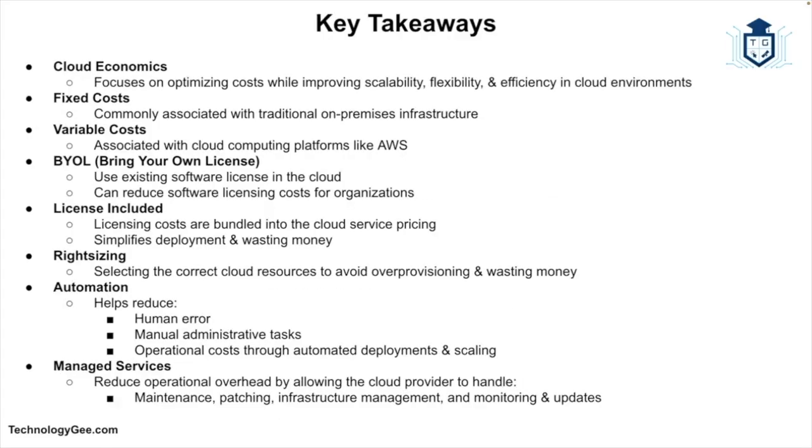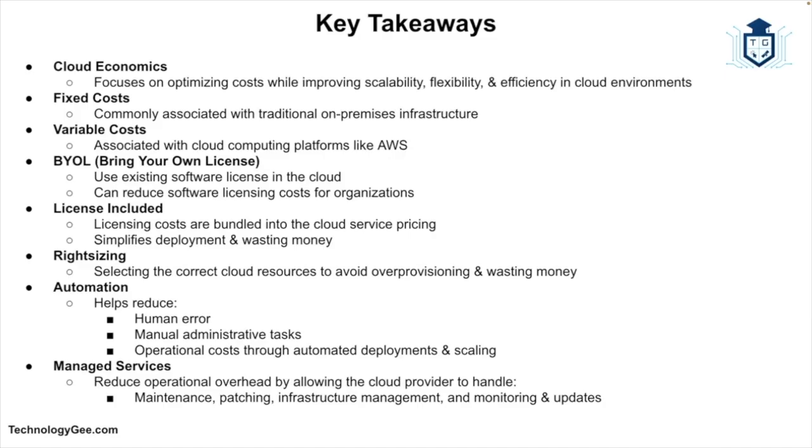All right, so here's what you need to remember for the exam. Understand cloud economics. We're talking about cost optimization in the cloud. When it comes to fixed costs, we're talking about on premises, such as your hardware and your data centers. When it comes to variable costs, we're talking about AWS, like pay as you go. You also have to understand the difference between BYOL, bring your own license, versus licenses included.